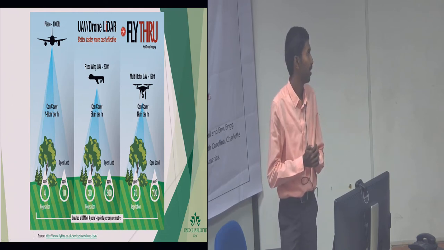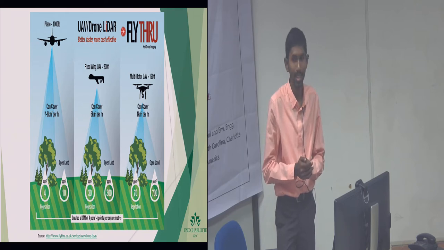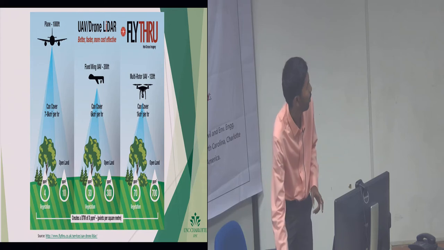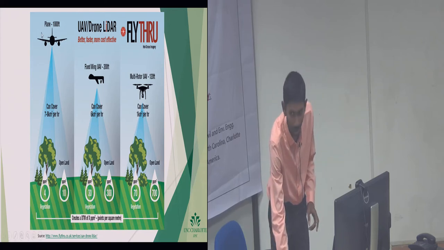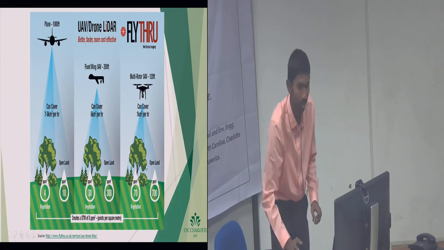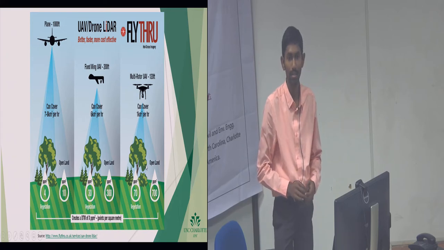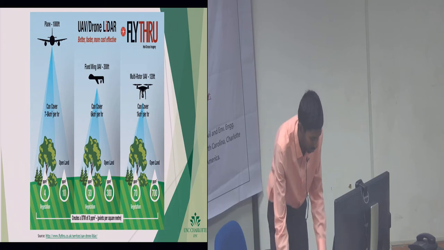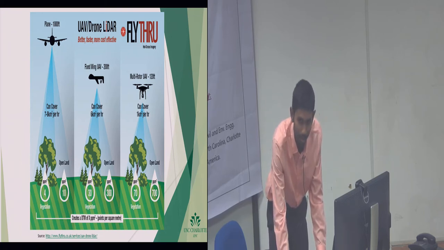Say, for example, if we are interested in just the elevation of landform, we could use this one. Or if you are more interested in what types of trees and vegetation we have, we could use a lower altitude, which means we have more points per area.